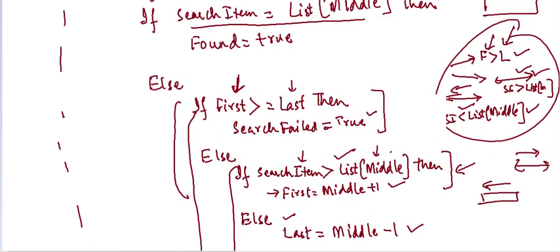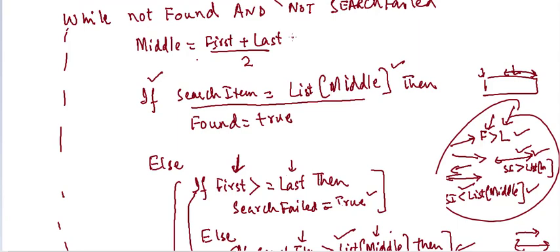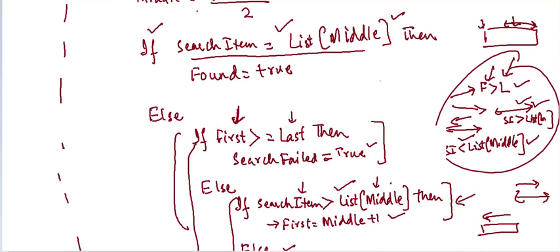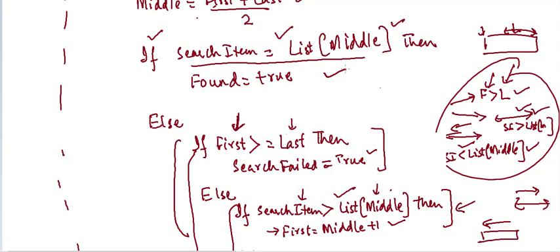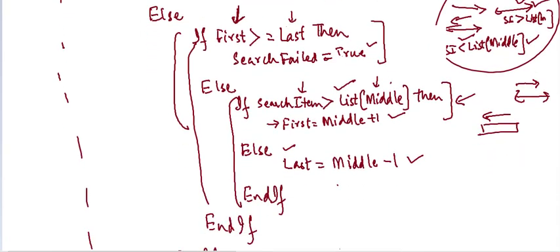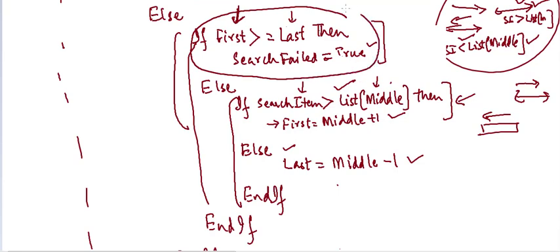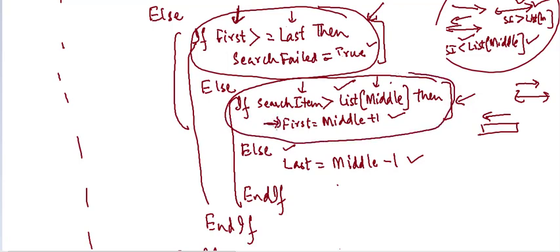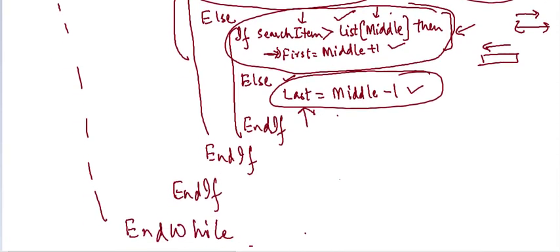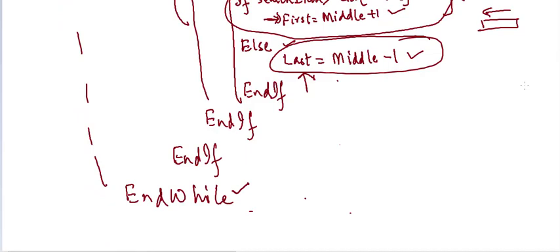So quickly going through our code, we first calculate middle, then we check if we have found our search item. If we have not found our search item, then we check if we have searched the entire array or not. If we have not searched the entire array, then we check whether we need to move the pointer called first or the pointer called last. Once we are done with that, we come to end while, and from here the control is transferred back upwards.